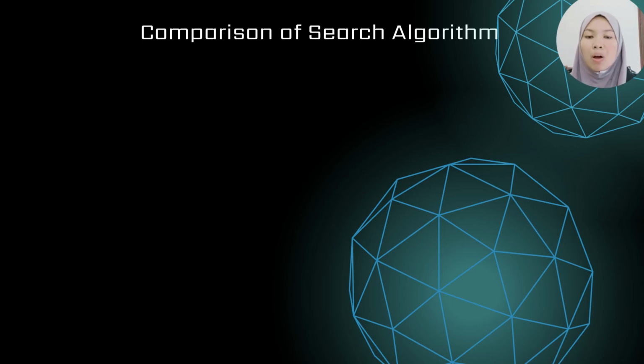Among all algorithms, number 4, A star search shows the best overall performance because it combines actual past cost and heuristic estimation using the function f(n) = g(n) + h(n). Therefore, A star search was able to find the optimal path efficiently while reducing unnecessary exploration.